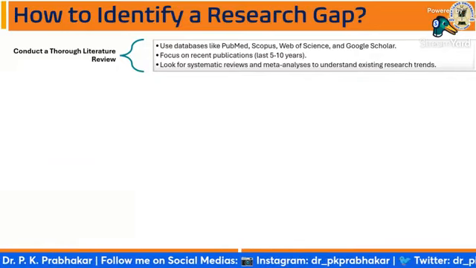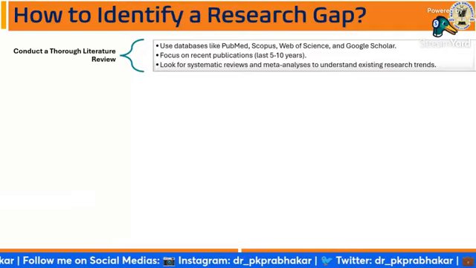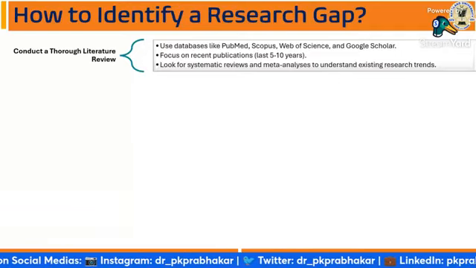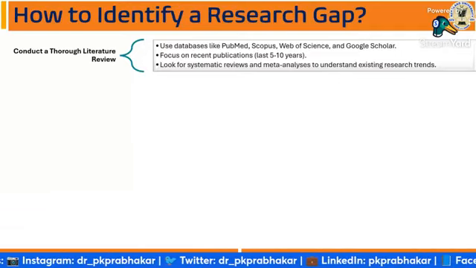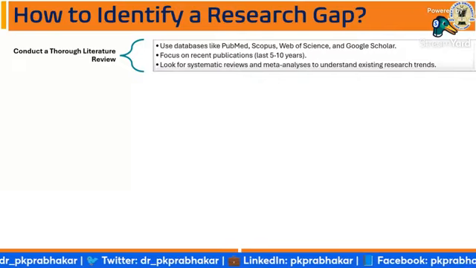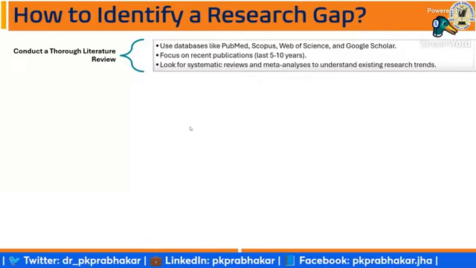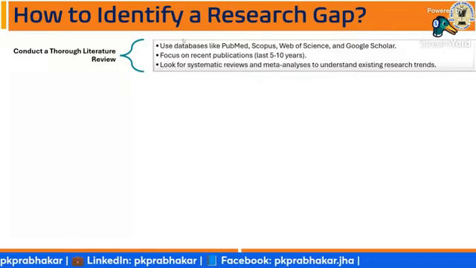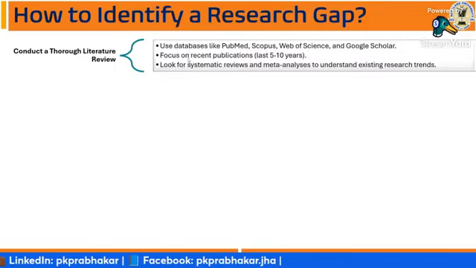So first one is, to conduct a systematic literature review, there are different tools or different steps. On the right hand side, we have different steps for this one.